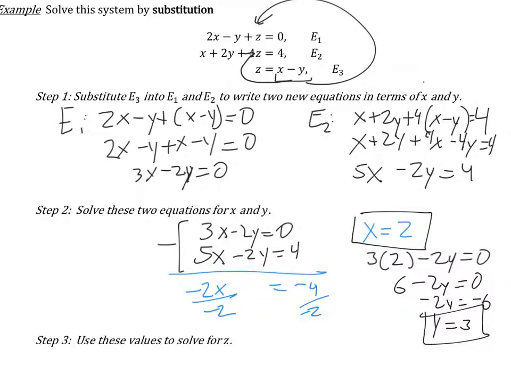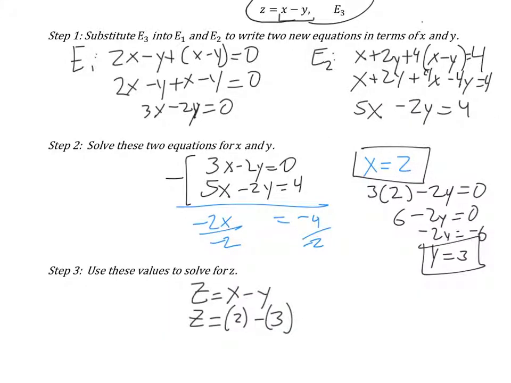So we've got x and y. Now it's just time to find z, and we can do that with this equation here. So z equals 2 minus 3. So z equals negative 1. And let's put that all together. x equals 2, y equals 3, z equals negative 1.